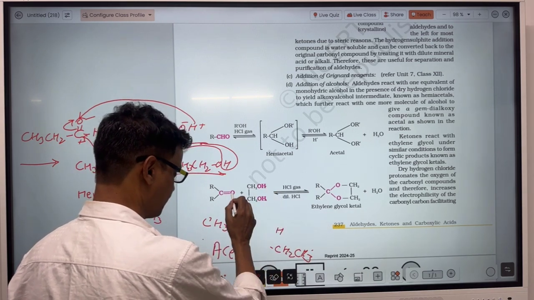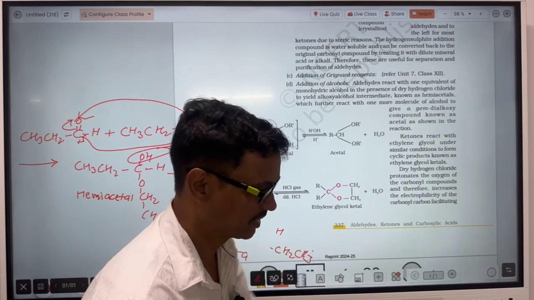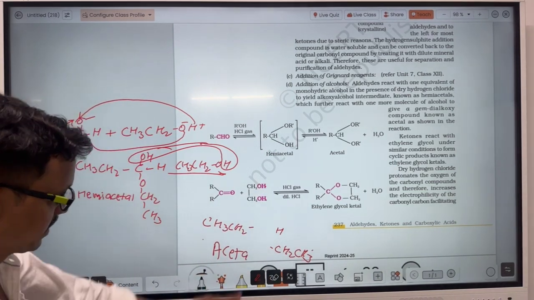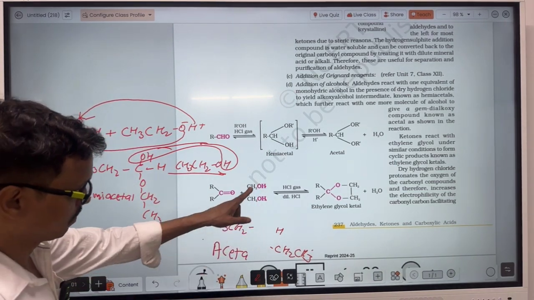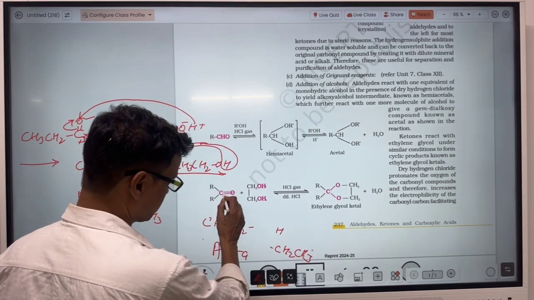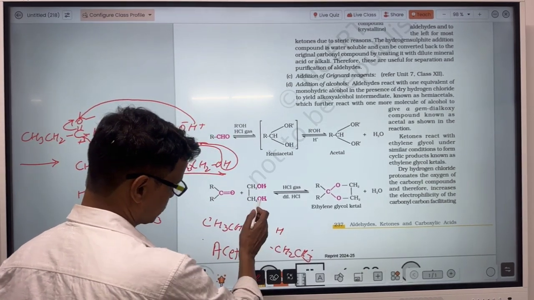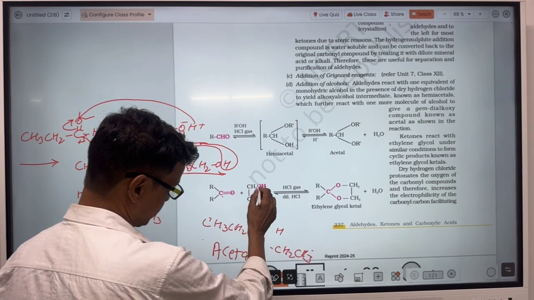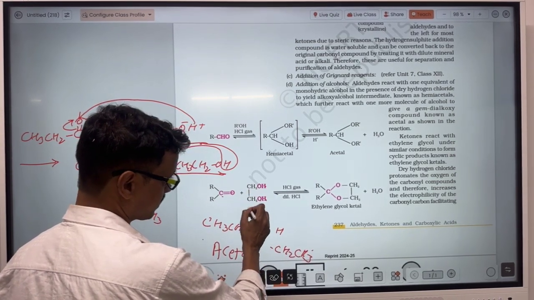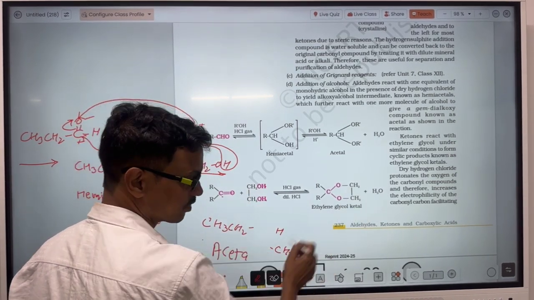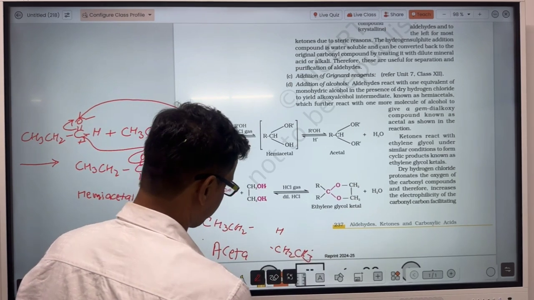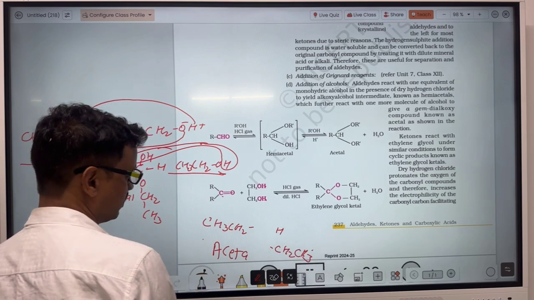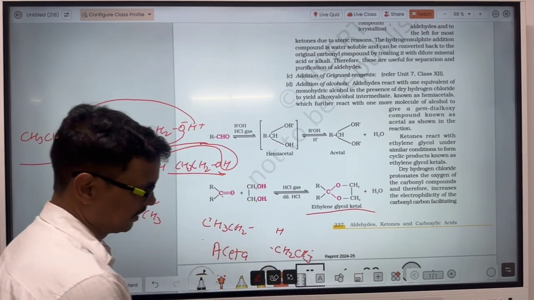When this hydrogen and this hydrogen combine to this oxygen, H2O is released. So the valency of this oxygen will be unsatisfied and this oxygen will be unsatisfied. So this oxygen will bond to this carbon through a single covalent bond, and this oxygen will bond to this carbon through a single covalent bond. And between these two oxygens there is already an ethylene group. That's why it is called ethylene glycol ketal.